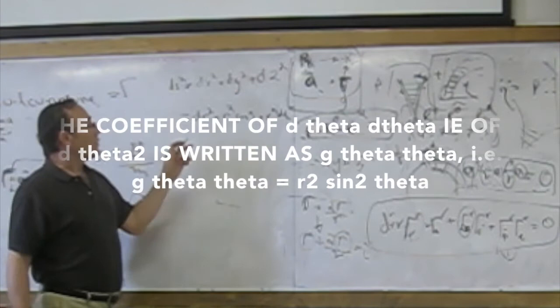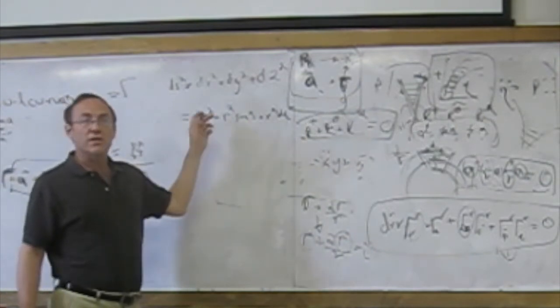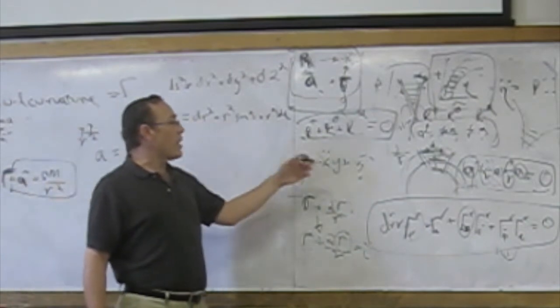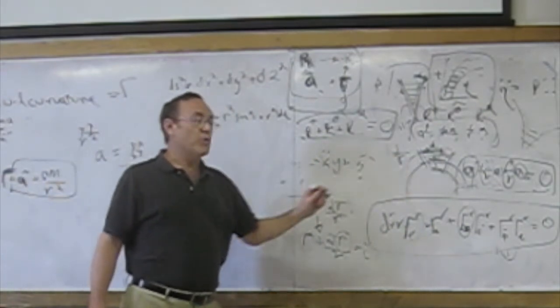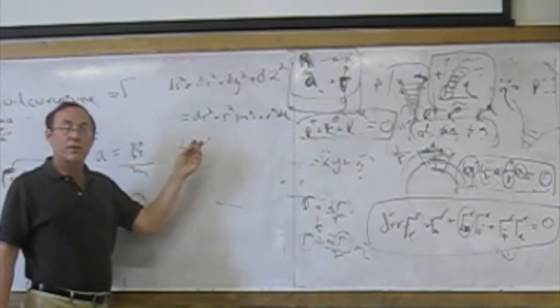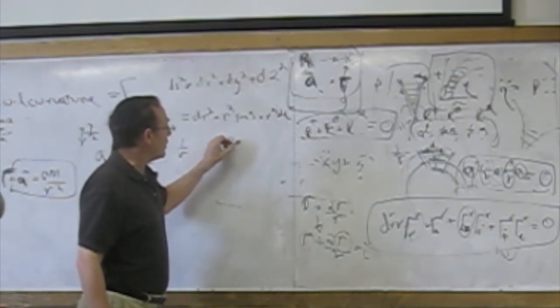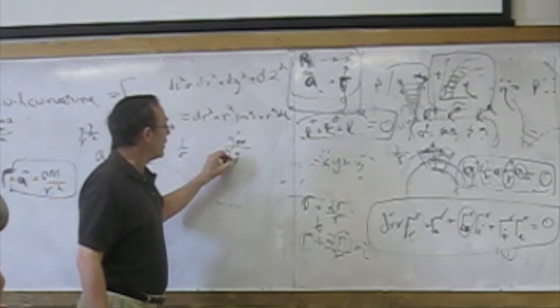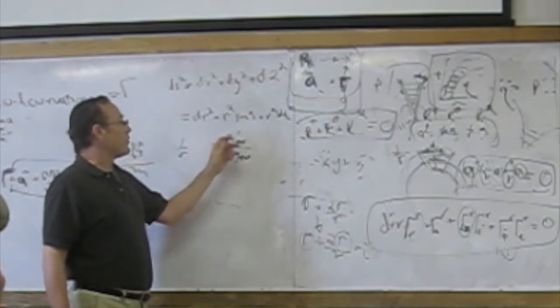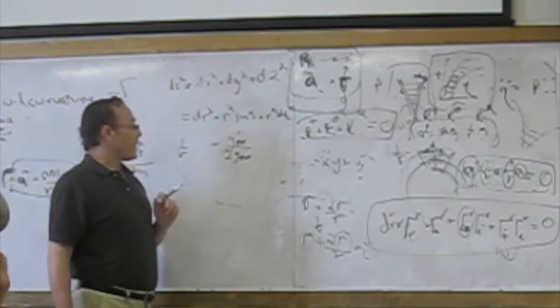Now, once I introduce these things, the r squares and the sine thetas and so on, they're going to show up in these connections. We know that the connection coefficient is 1 over r. The way to get it from the metric is simply, you take, let's say, g theta theta prime over 2 g theta theta. Let's do that.